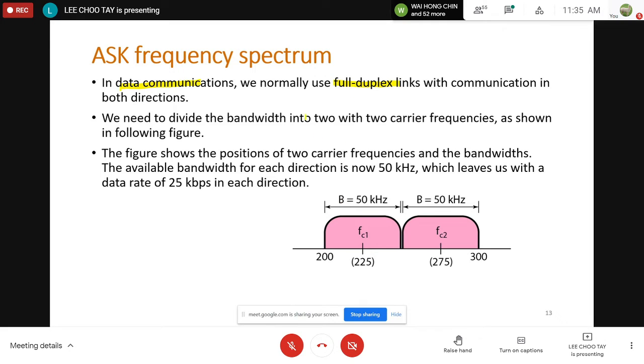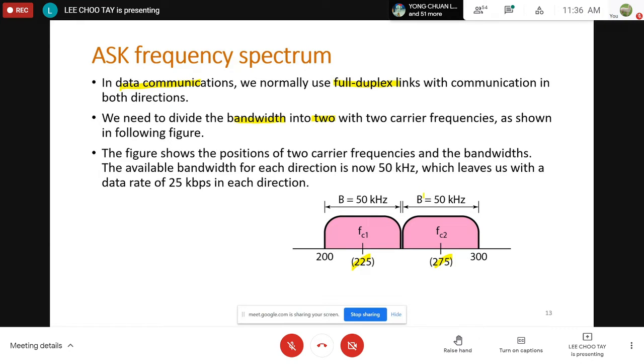Yeah. So as far as bandwidth is concerned, we need to divide the bandwidth into two, with two carrier frequencies. In this case, I have one carrier frequency for upload, meaning from my place to your place. And we'll have another frequency for download, which is from your place to my place. Yeah, so this is for two-way communication. Let's say we have a 100 kilohertz bandwidth allocated for our communication here. And let's say we divide it equally, so 50 kilohertz will be for upload, 50 kilohertz will be for download.